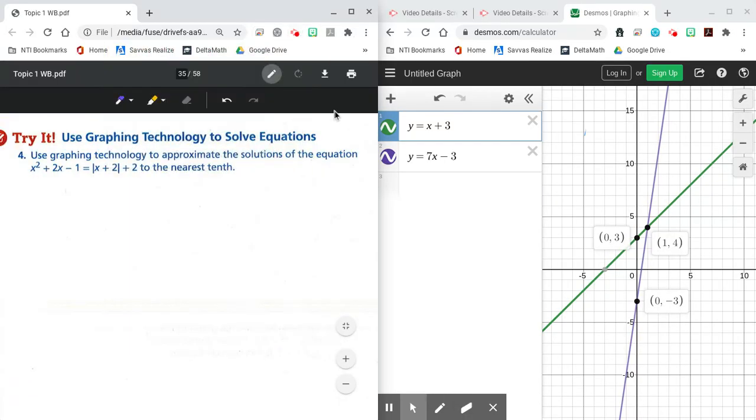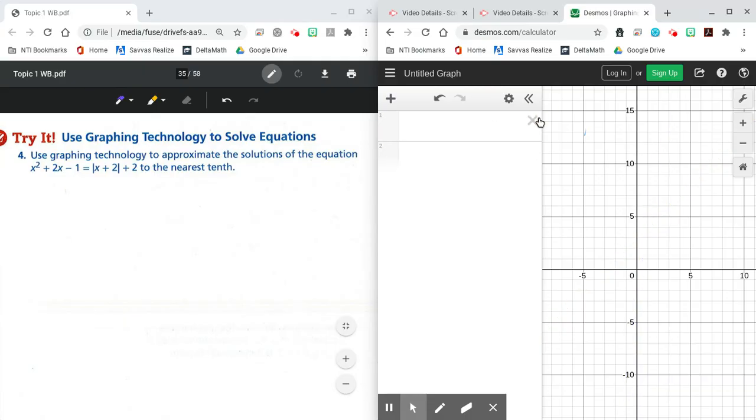Now let's look at example 4. We need to use graphing technology to approximate the solutions of the equation. So it's an equation this time, so I'm looking for the point where they're equal. Notice that it's an equation. So if you see an equation, you're going to have a point. If you see an inequality, you're going to have an interval.